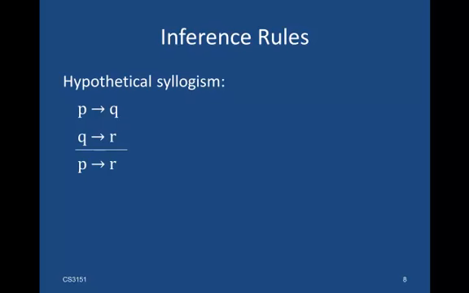The hypothetical syllogism says that if P implies Q and Q implies R, then P directly implies R. For example, I know that if I go to the Oktoberfest, I will drink a mug of beer. If I drink a mug of beer, I will not be able to drive home. So you can conclude that if I go to the Oktoberfest, I will not be able to drive home.